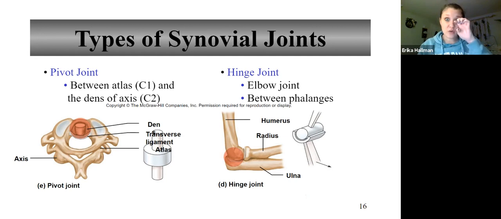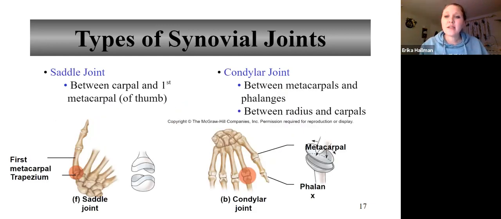The hinge joint is found a couple different places. It's found in our elbow joint, it's also found in our knee between some of our phalanges. This hinge joint is relatively stable side to side, but it allows the up and down or the flexion and extension movement really well. Saddle joints, this is kind of a cool connection. We see these in our metacarpals, specifically our first metacarpal that makes up our thumb. It's the metacarpal that connects to the carpal called the trapezium.